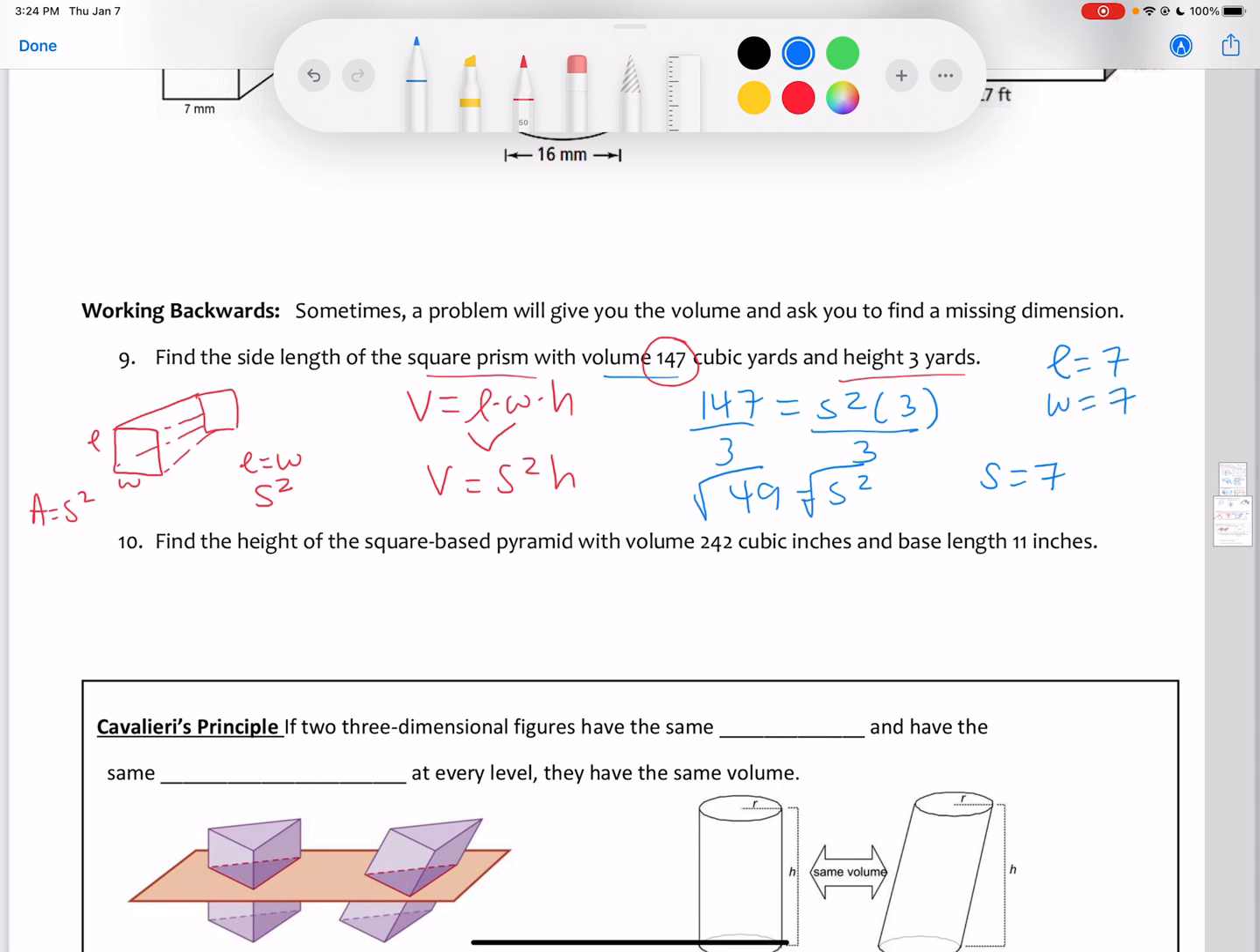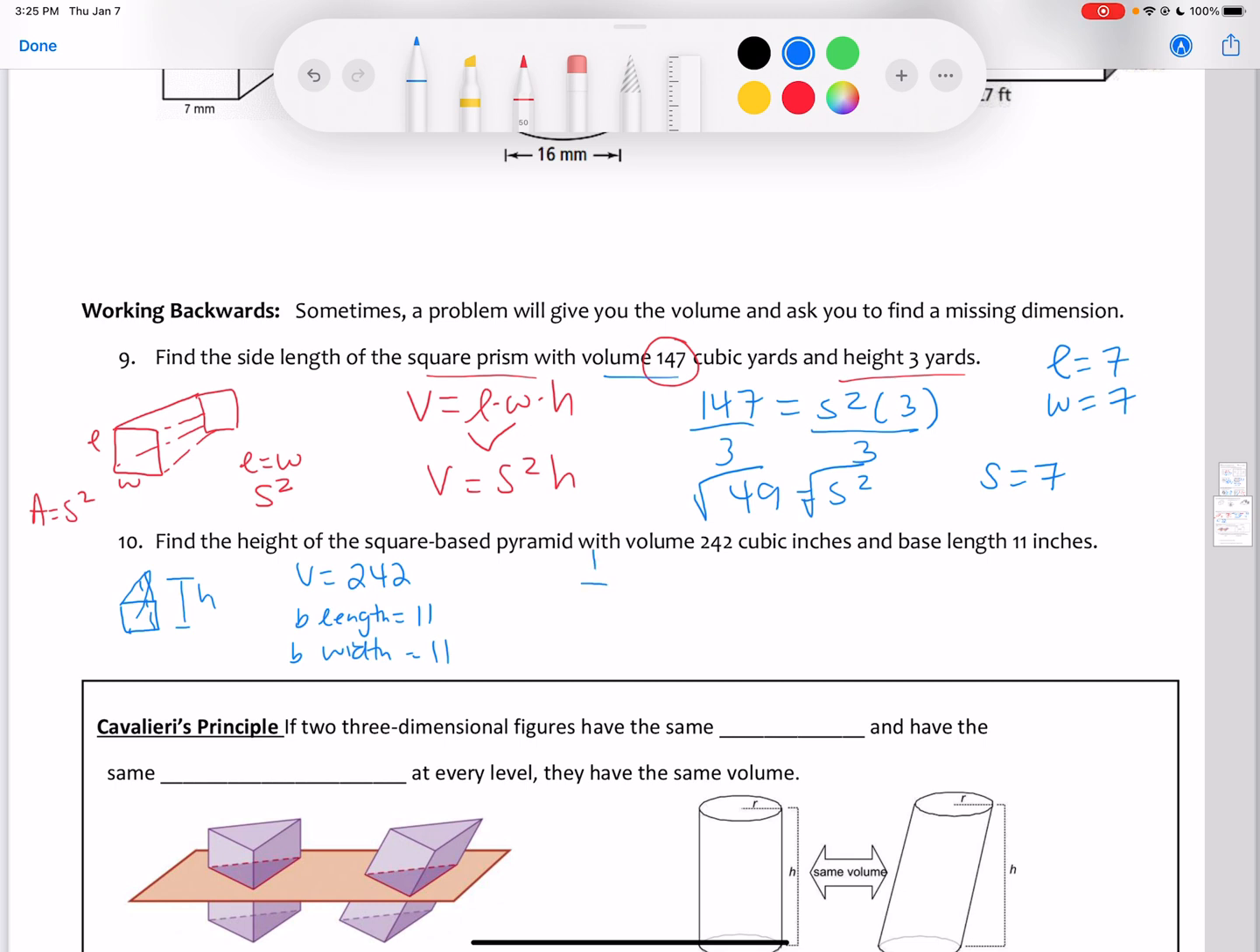Okay, for this next one, find the height of a square-based pyramid. So again, we've got another square-based pyramid, and we want to find the height, we don't know the height. The volume equals 242, and the base length is 11. But we also know that since it's a square, the base width is 11. So again, we can substitute that value.